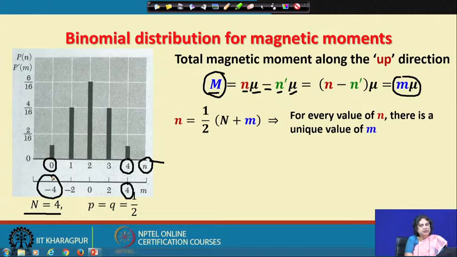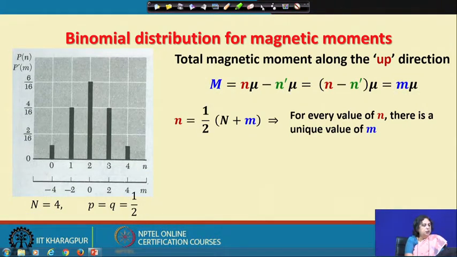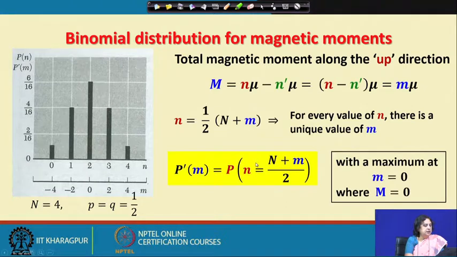Therefore, just by changing the corresponding values that m can take corresponding to each value of n, I can map P of n, the probability distribution of n, to the P prime of m, that is the probability distribution associated with the magnetic moment small m. And here what we note is that P prime of m, this distribution is the same distribution function with a maximum that appears at small m equal to 0.